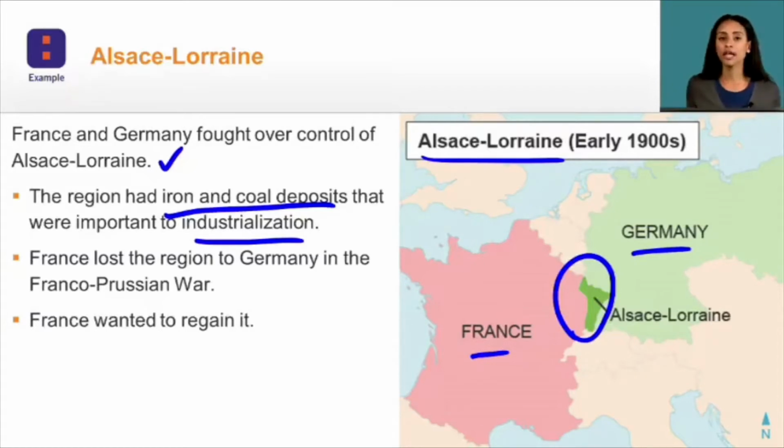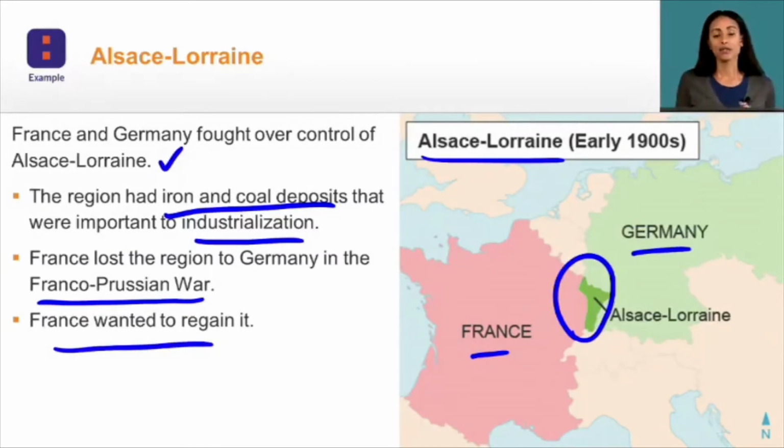Now, a conflict that was fought between France and Germany called the Franco-Prussian War was ultimately responsible for France losing the Alsace-Lorraine region, and France hoped to regain it, and so the tension between France and Germany was really palpable going into World War I. These countries did not like each other.